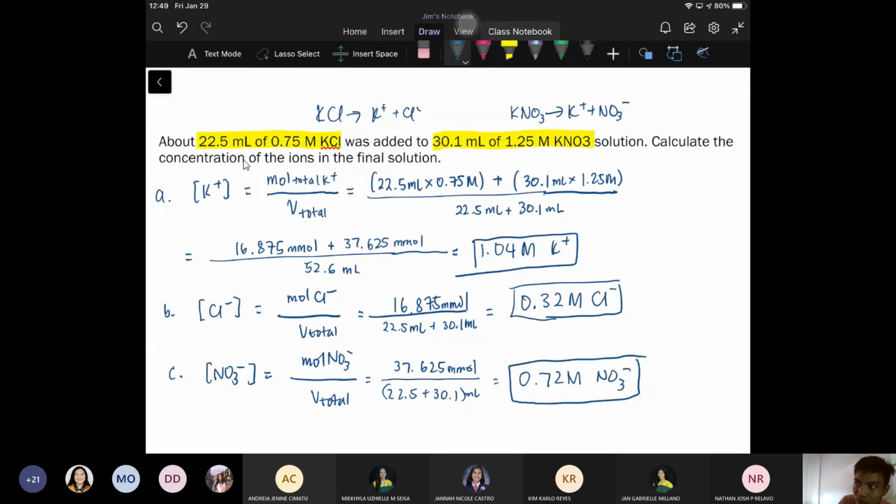Nag-a-analyze tayo eh. For example, ito, paano natin na-solve yan? We analyzed whether magbabago yung moles ng substance or not, whether magbabago yung volume or not. So, yun yung essence ng Anachem. It will help us to overthink. Mag-overthink talaga tayo sa ating mga calculations, pero in a good way yung overthinking.